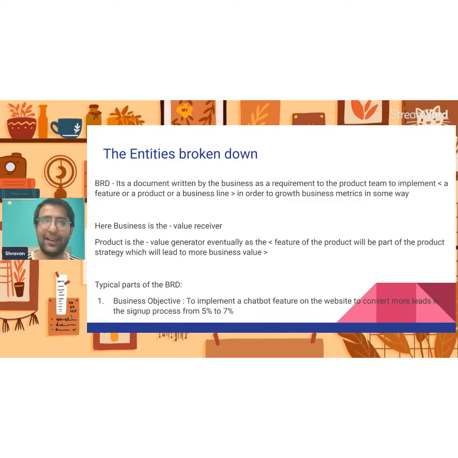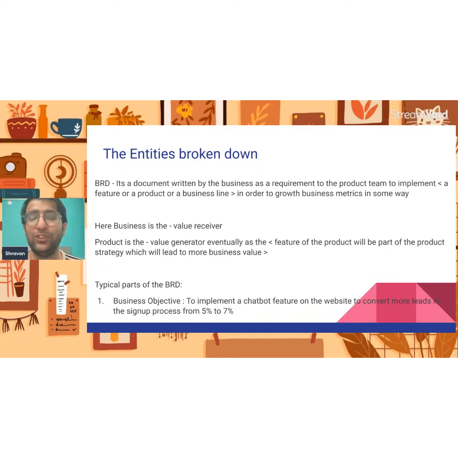So this is the document that I will write, which I will give to the product guys and say that if you implement this feature, I will be able to generate revenue of $1 million. Right? So here, who is the value receiver? Business is the value receiver who writes the business requirement document. Give me a yes or no if you understood who is the value receiver. Who is the work being done for? It's being done for the business, right?